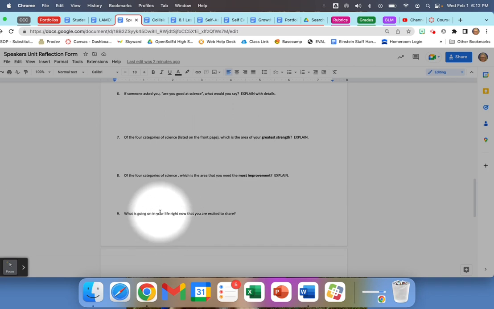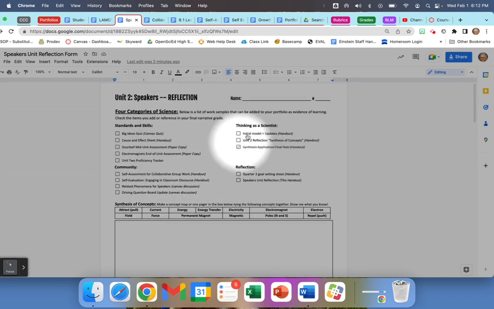Remember that one of the categories of science is reflection. And so it's going to be very important that you look back at the grading criteria and look at what you would need to be including in this reflection to be considered at a level 4, 3, 2, and 1. I'm looking forward to reading your responses.